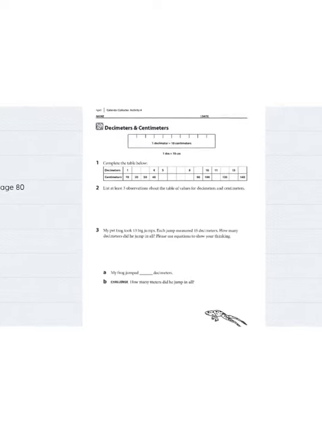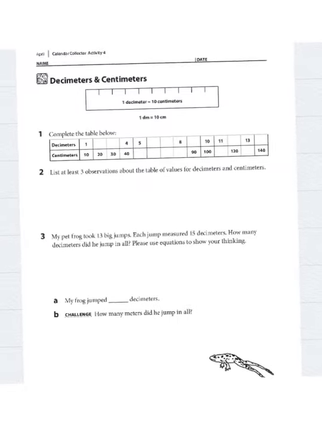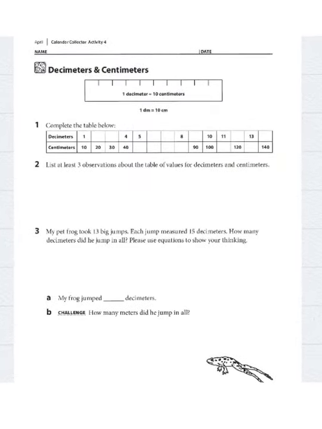Your second activity is page 80 in your number corner book. And the first thing that you are going to do is complete the table for number 1. So you're just writing the decimeters and the centimeters in. That shouldn't take you long. You can use your chart for that. The second thing you are going to do is write down 3 observations about the table of values for decimeters and centimeters. So what do you realize or observe about decimeters and centimeters?